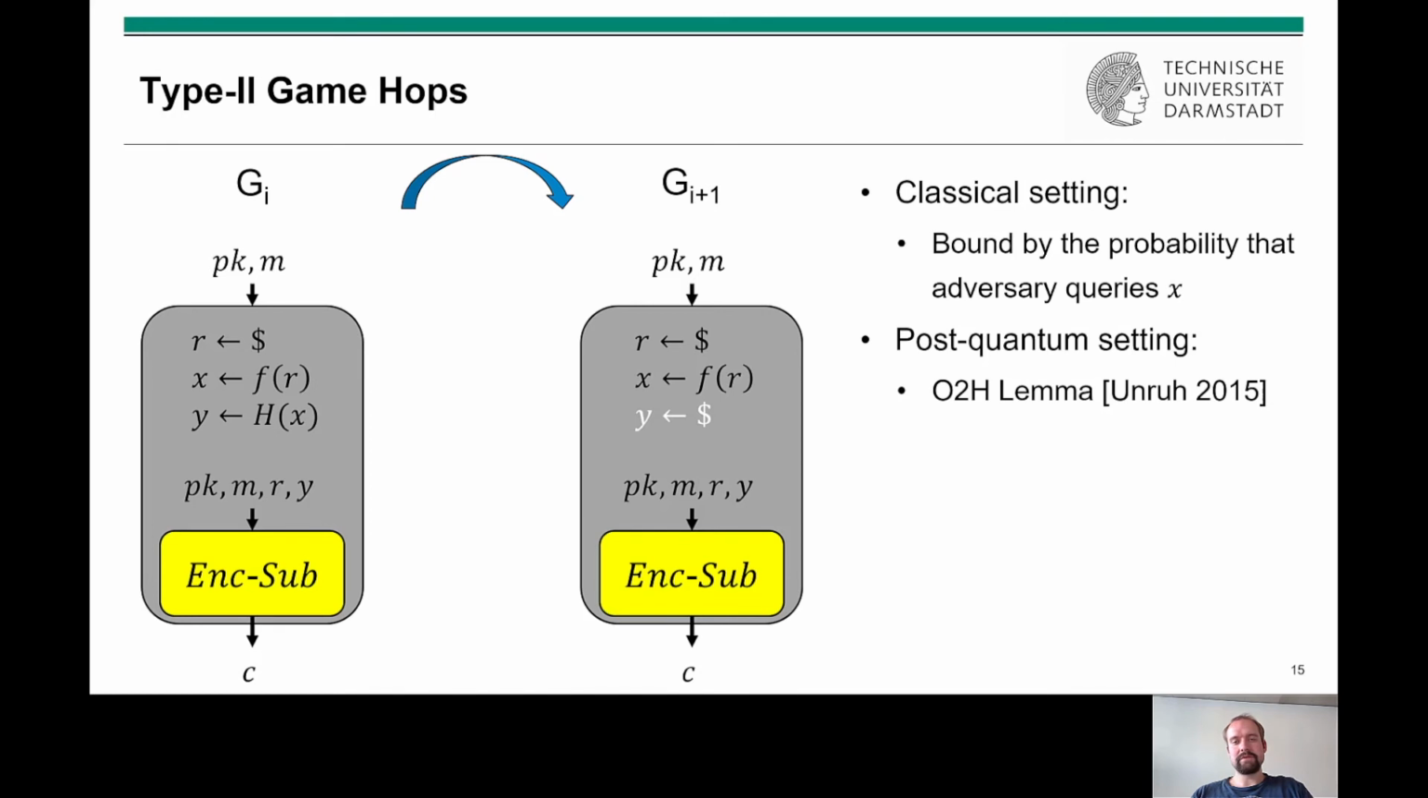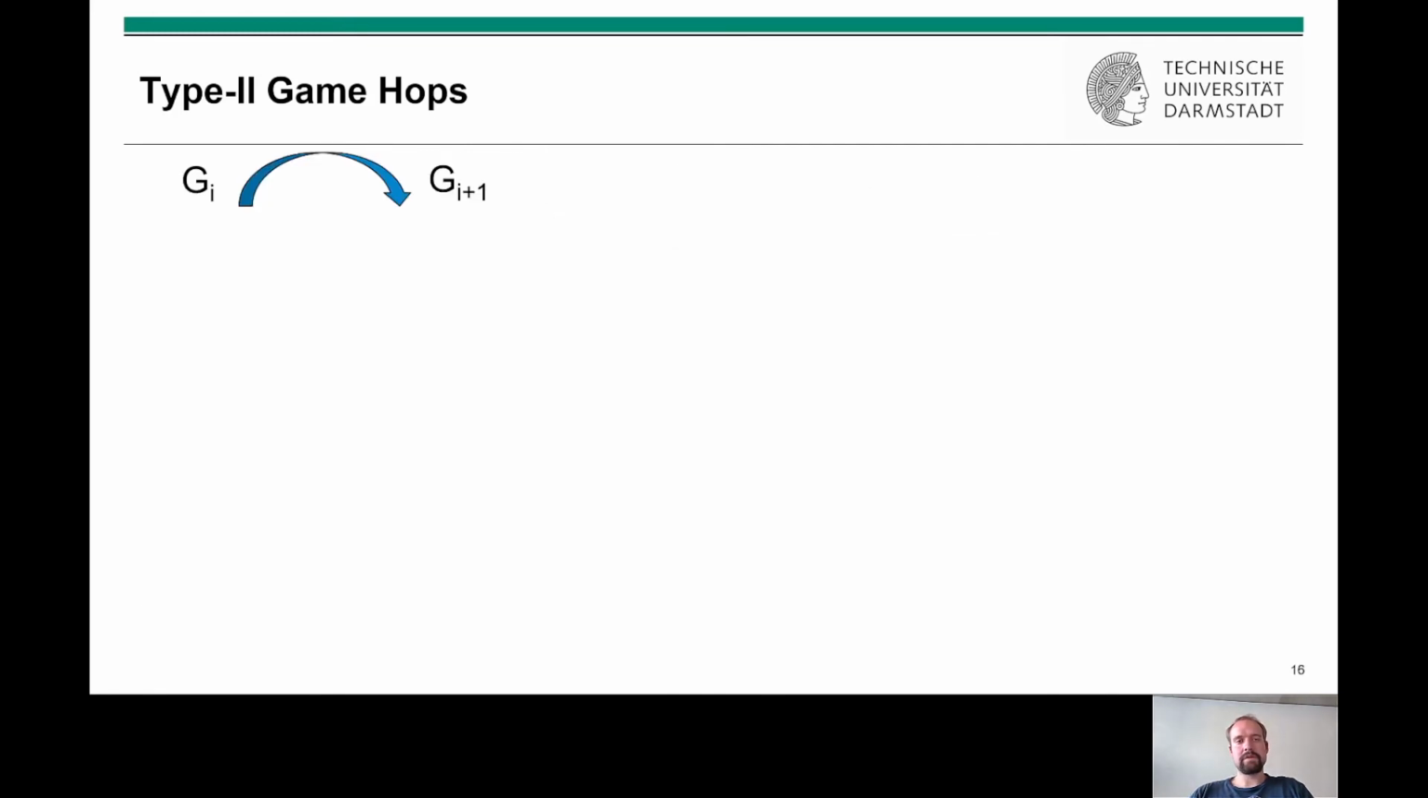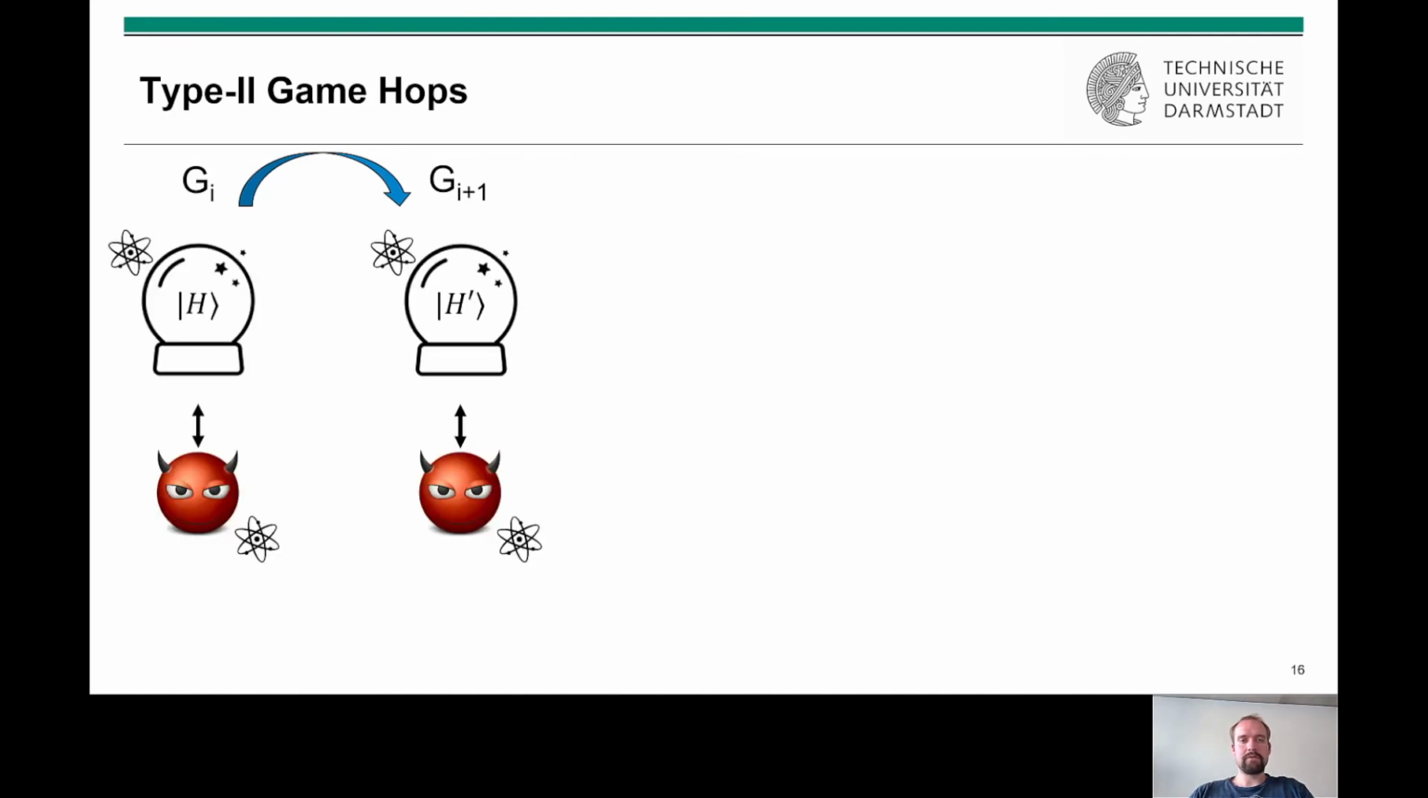Now instead, what we do in the post-quantum setting here is to use the one-way-to-hiding lemma proposed by Unruh in 2015. Now for this, we can view this type 2 game hop slightly differently, essentially in the following way: in game GI, the adversary has access to a quantum random oracle H. And in game GI+1, the adversary has access to a slightly different quantum random oracle H prime, in the way that these two quantum random oracles, H and H prime, agree on all their inputs except for this particular input x. So if the adversary can distinguish these two quantum random oracles, then it can distinguish these two games.